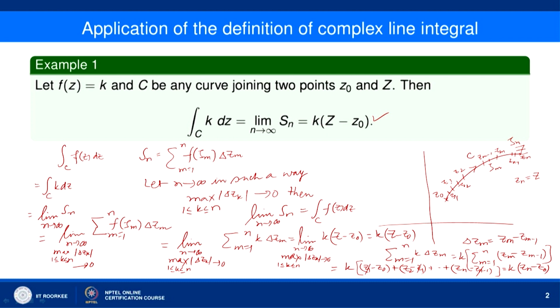Now, suppose this curve C is a closed curve. If C is a closed curve, then capital Z will be equal to z naught. So, if C is a closed curve, a simple closed curve, let me say, a simple closed curve means a closed curve which does not intersect itself.